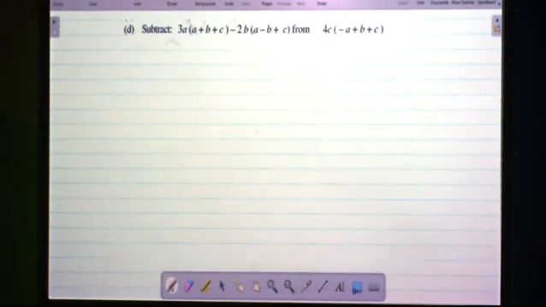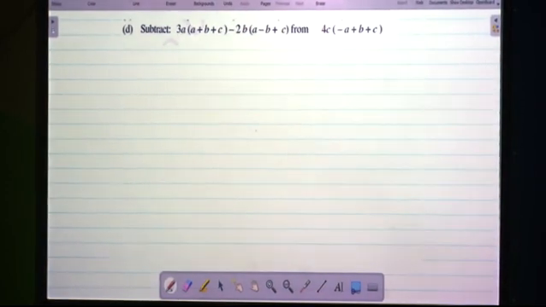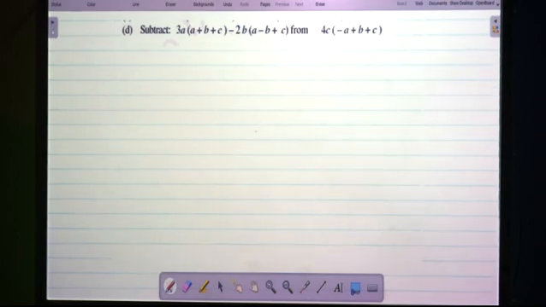The question is: subtract 3a(a plus b plus c) minus 2b(a minus b plus c) from the first expression given before "from". In that, there are two expressions which we have to simplify and subtract first, and then whatever answer we get, we have to subtract from the expression 4c(minus a plus b plus c). Let us solve it step by step so that it will be easy for us.